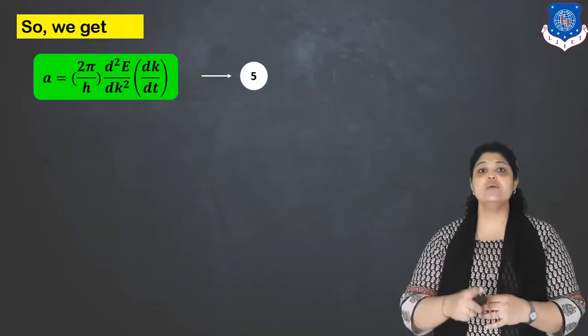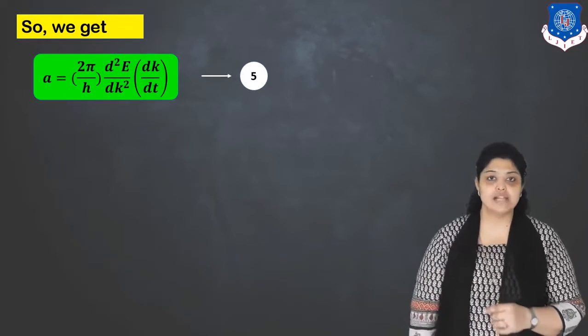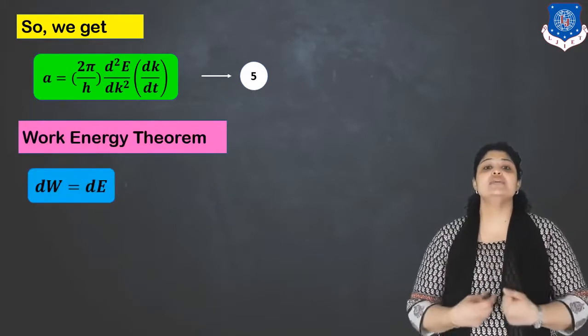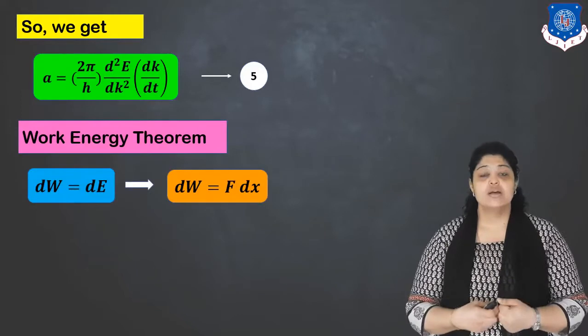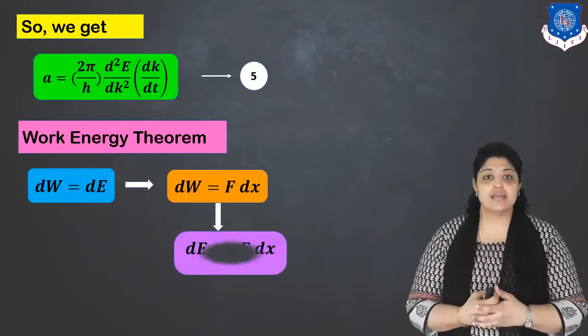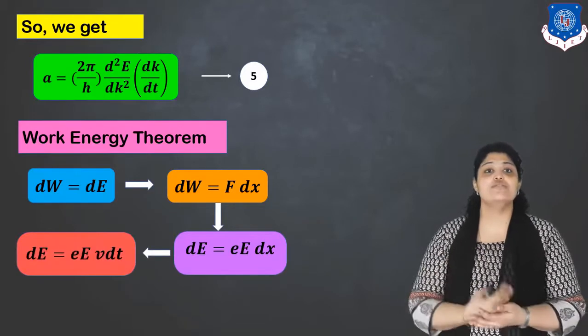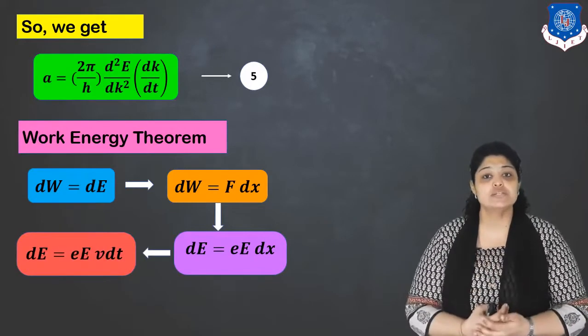And if we find out A, the effective mass can be calculated. So now to find out dk by dt, let us use the work energy theorem. What does the work energy theorem say? It says that the change in work done is equal to the change in energy. That is, dW is equal to dE.